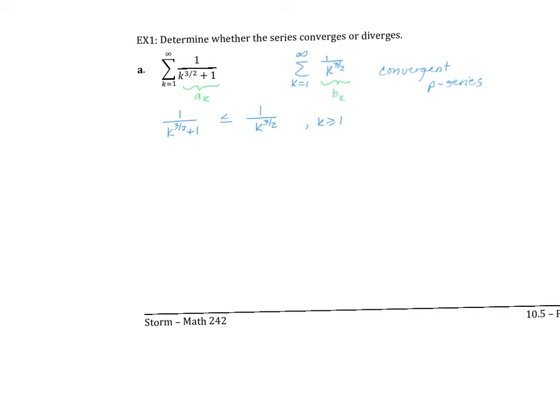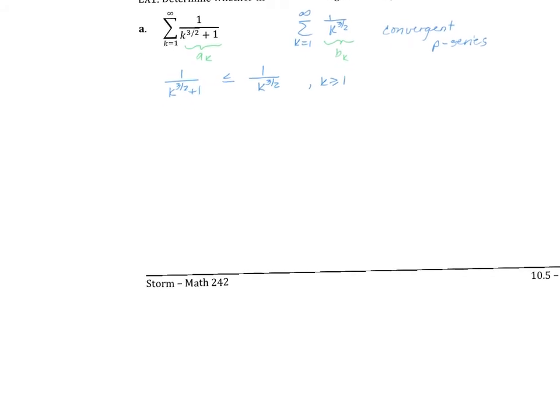Picked a series, determined whether it converges or diverges, looked at which one was smaller, which one was larger, and now we're done. There's not a lot of work here, but we have to make a conclusion. So our series, so this series converges by comparison test. So we do have to state the test that we're using.